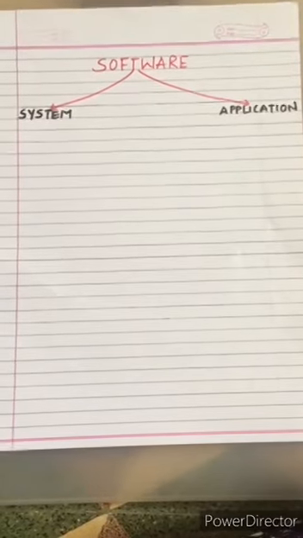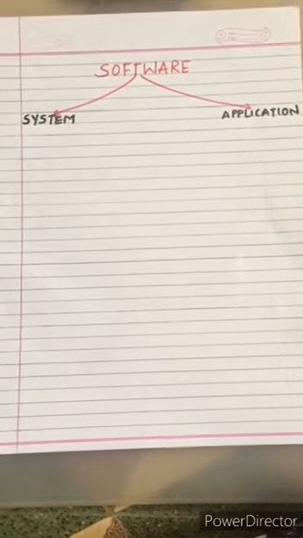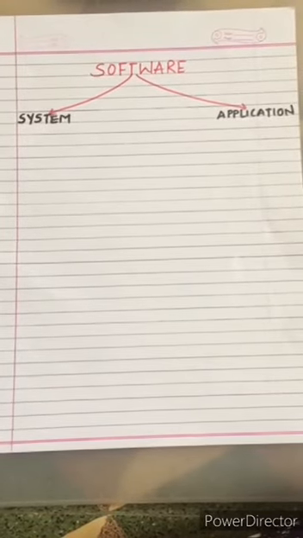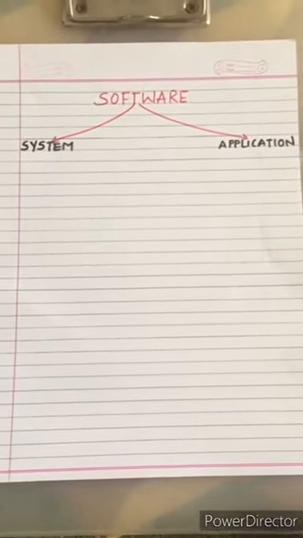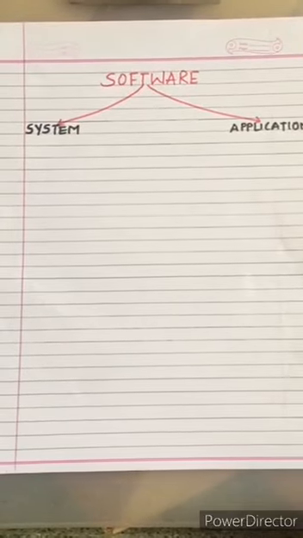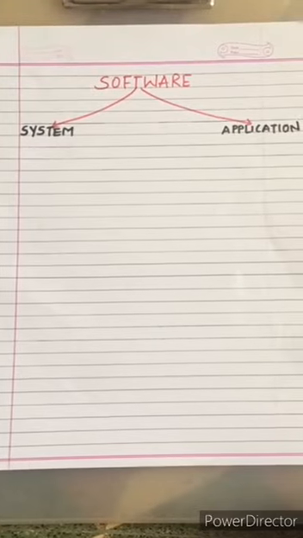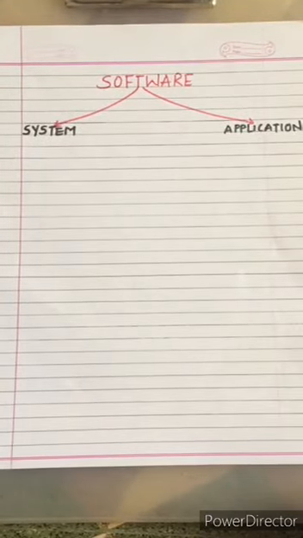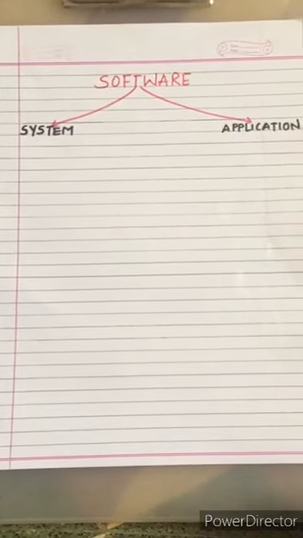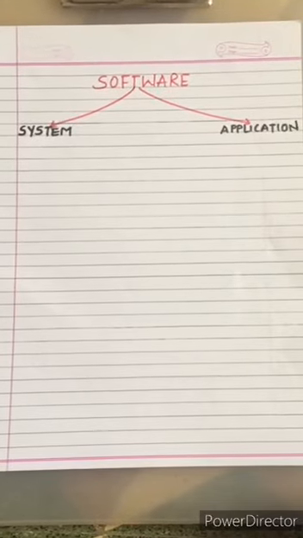In the last lecture we saw what a software is and some basic information regarding software. Today we are going to learn about software types. Basically there are two types of software: system software and application software.